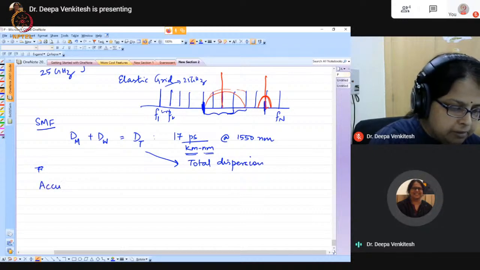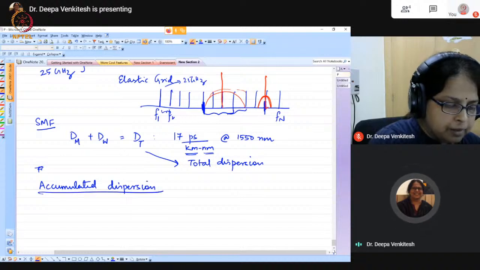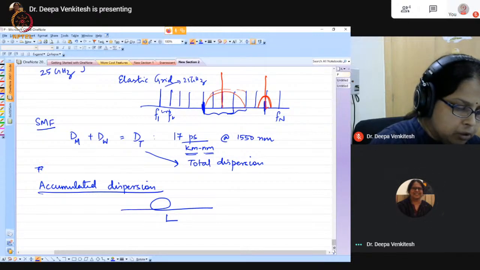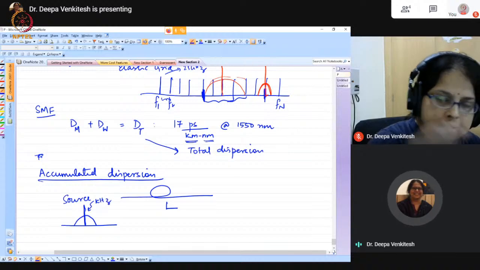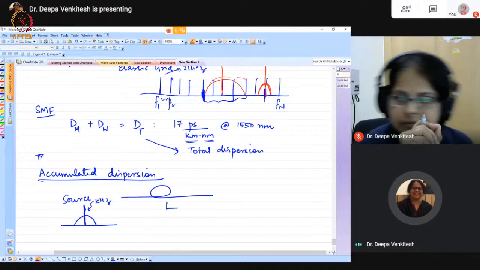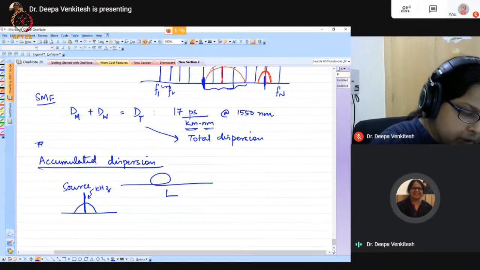But when you say accumulated dispersion, you typically find out what is the dispersion after a length of fiber, right? So let's say I have a source, a laser, with modulation. The line width is of the order of kilohertz, or several hundreds of kilohertz. That is not contributing to the delta lambda. What contributes to the delta lambda is the modulation.